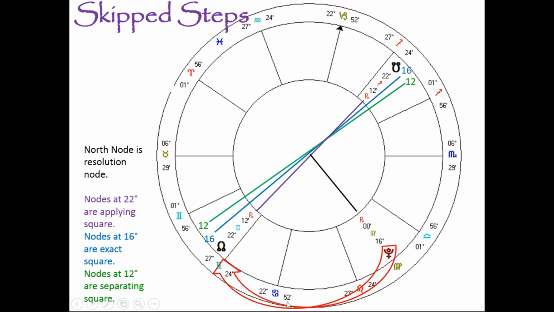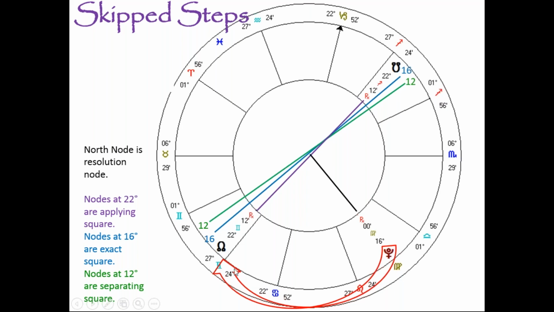We go clockwise because that is the direction the moon's nodes go, reversing through the zodiac. And we get to the first node. This will also be what we call the resolution node. And again, in this example, the North Node is an applying square to Pluto.